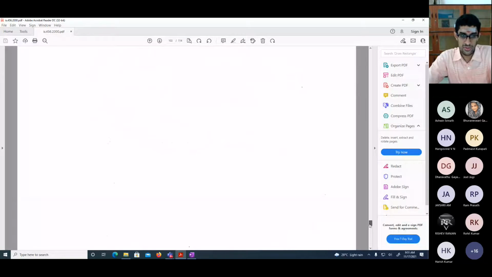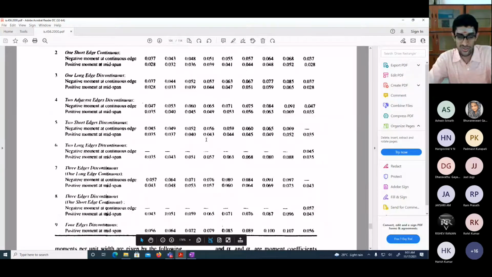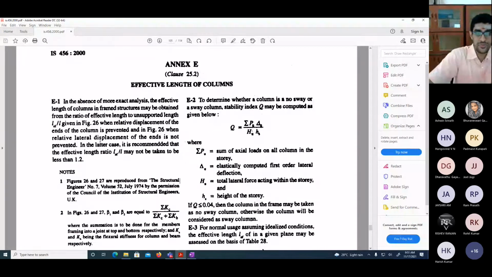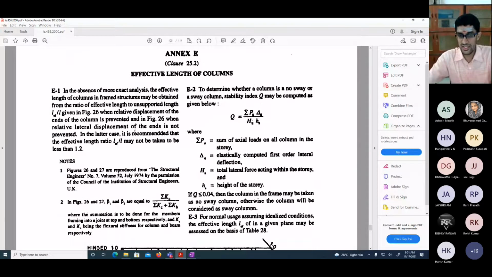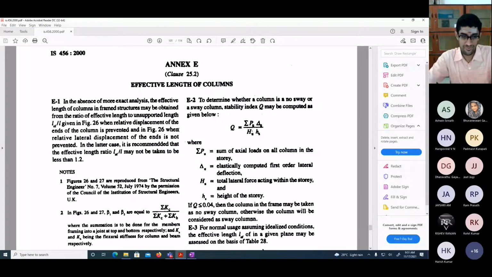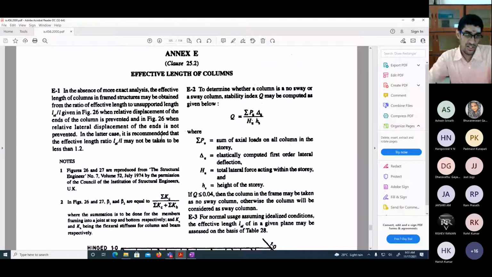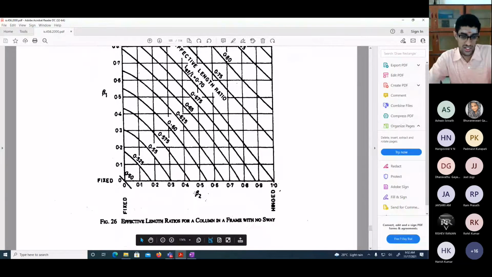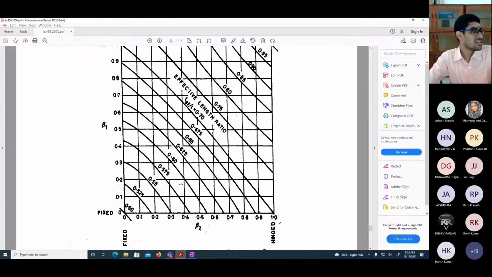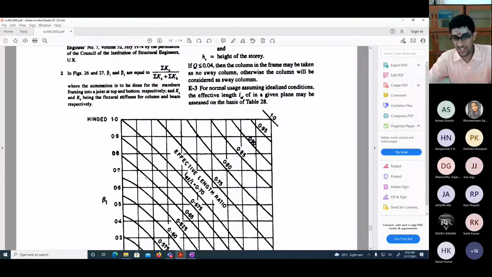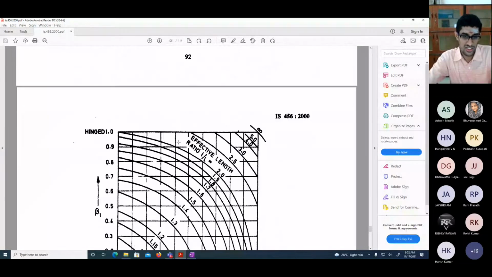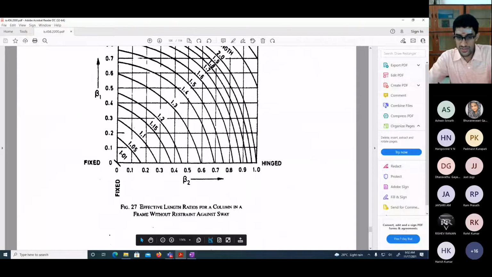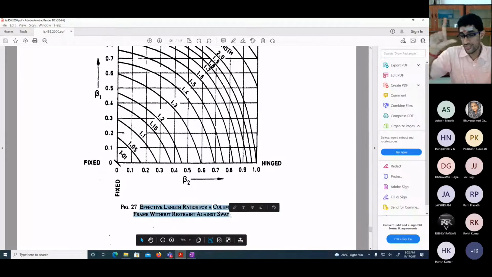So Annex D, I hope you remember, is your two-way slab coefficients. The next annex is Annex E. There are a lot of things in this. Those who go into stability and those things will understand what these mean. These are basically known as charts with somebody's name on them. Basically, these give effective length factors for columns in the frame.